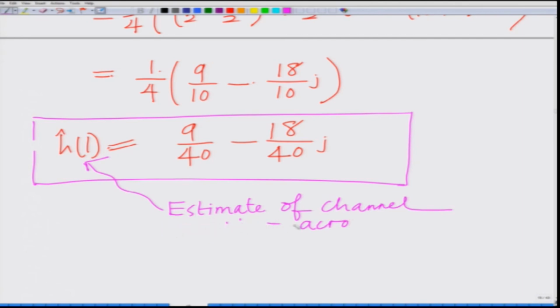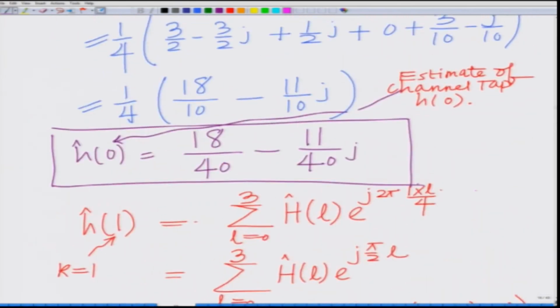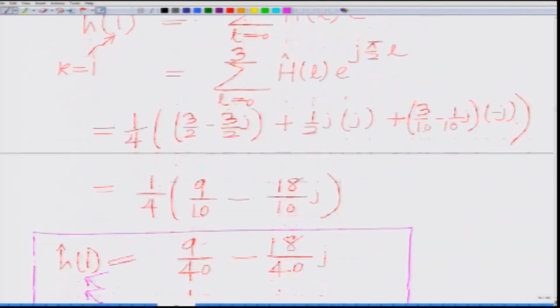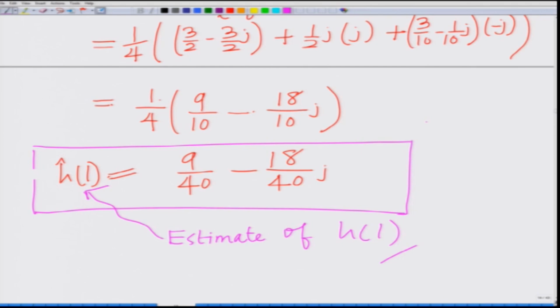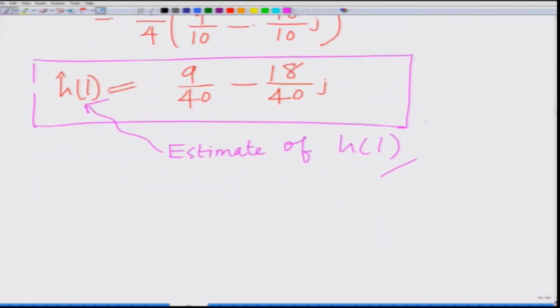estimate of channel coefficient. In fact, it is not a channel coefficient, it is the time domain channel tap. It is the time domain channel tap estimate of H1 or channel tap H1. So, basically this is the estimate of channel tap H1, this is the estimate of channel tap H0. So, we have H hat 0, we have H hat 1, and that basically gives us the estimates of the various channel taps. So, that is what we have done.